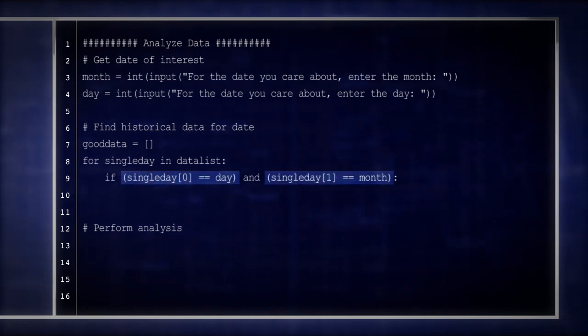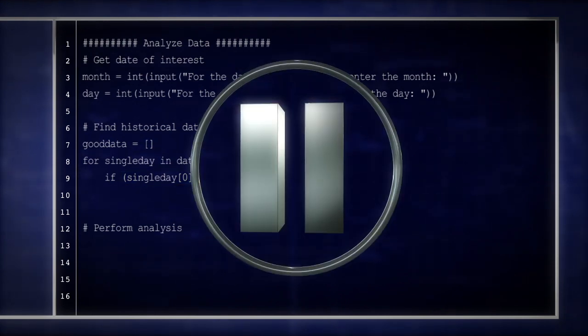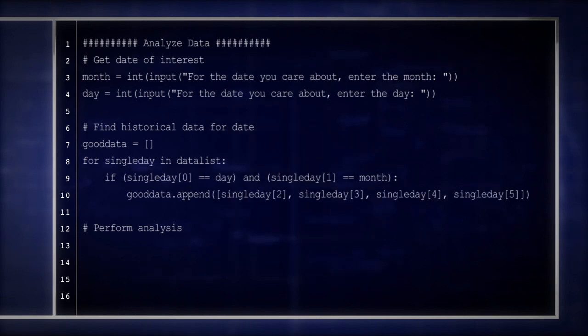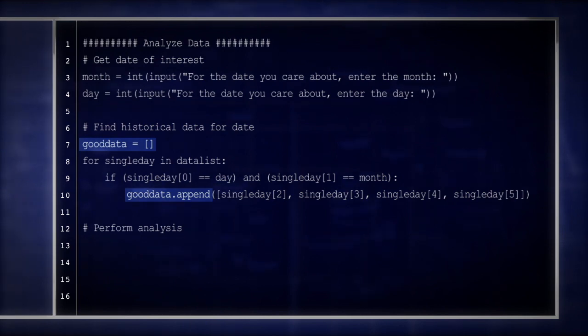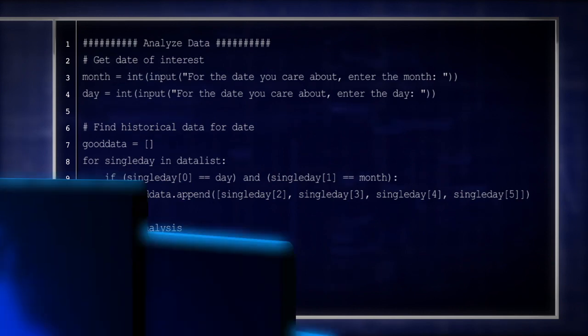In the loop, we compare the first two elements of single day, which correspond to the day and month. We compare them to the day and month that the user entered in. If they match, then we take the remaining elements of single day and put them into a new list, which gets appended to good data. So, after we get through this code, we should have a list of the information corresponding to the date that we care about. Now we need to go ahead and analyze it.